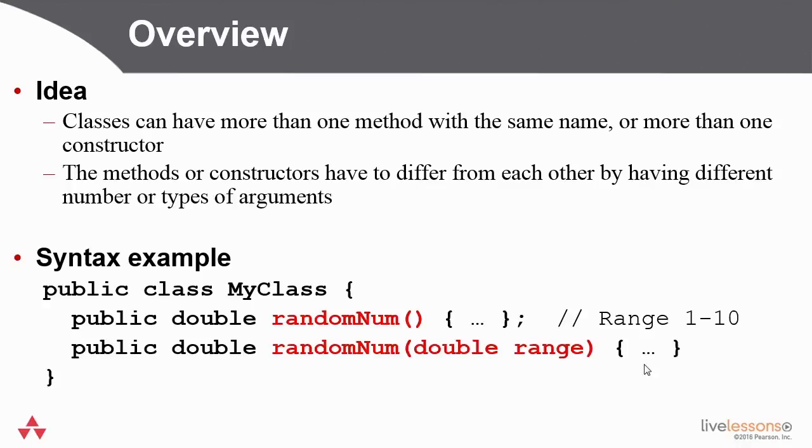Here's an example. So here's a class that has two methods called randomNum. But one of the methods takes 0 arguments, and one of the methods takes 1 argument. So in any code that calls randomNum, Java knows at compile time which one you mean by looking at the argument signature. Again, you can also have overloading where two methods or constructors have the same number of arguments, but the arguments differ in type.